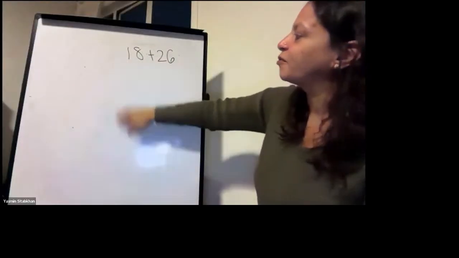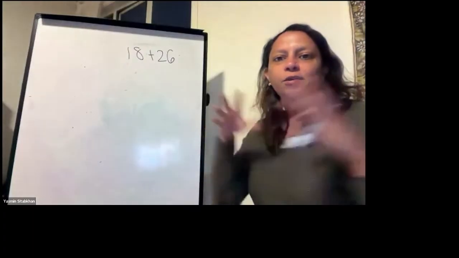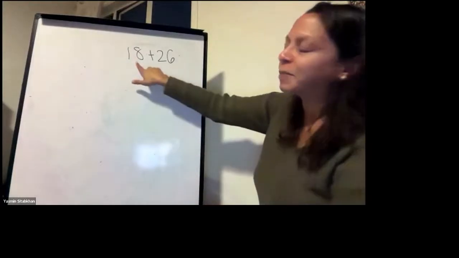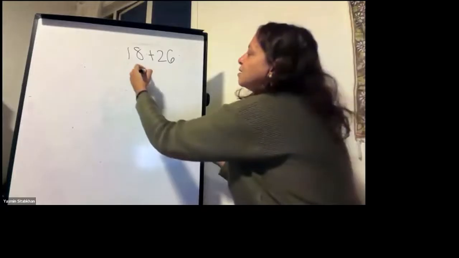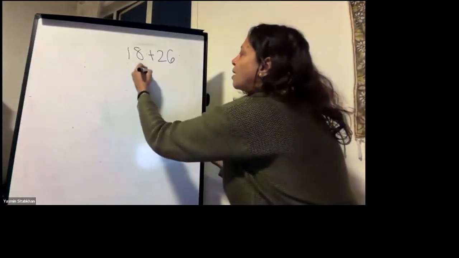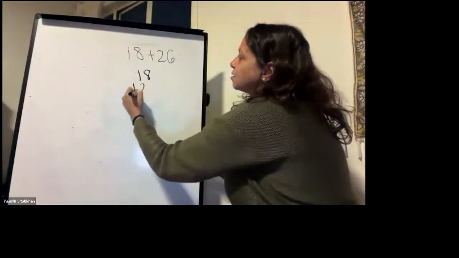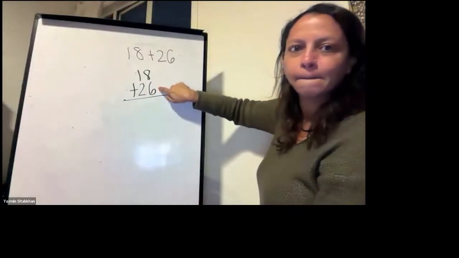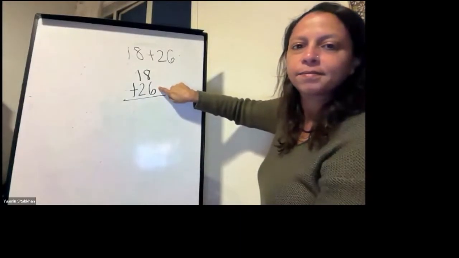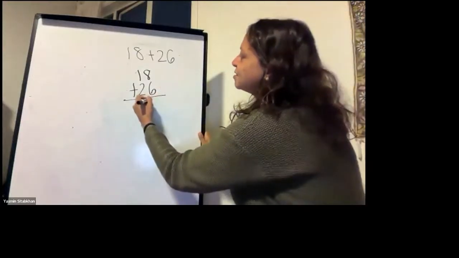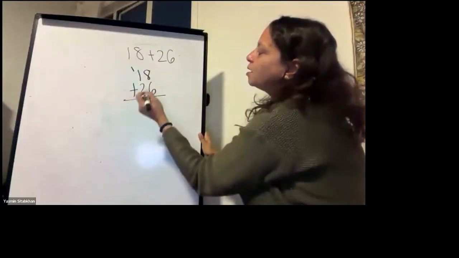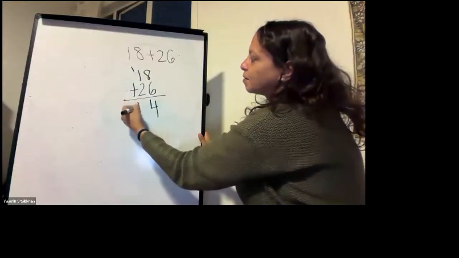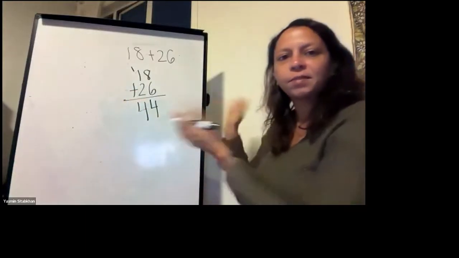So 18 plus 26. First I'm going to model it. Good morning, class, or good evening, actually. Today we're going to solve the problem 18 plus 26. So how do we do this? Well, I write the 18 plus 26. 8 plus 6 is what, class? 14. Thank you. So we write the 4. We carry the 1. 1 plus 1 plus 2 is 4. 44. There's our answer.